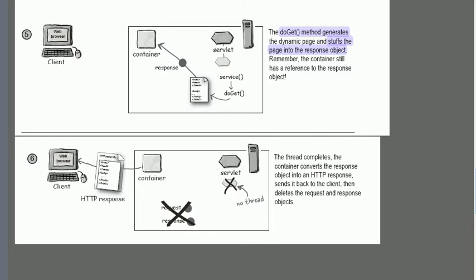Now the thread completes after sending the response. The container converts the response object into an HTTP response and sends it back to the client, then deletes the request and response objects, and the thread for the servlet is cleared. So the servlet hands over the response object to the container, and the container would convert the response object to HTML and send back the response to the client.